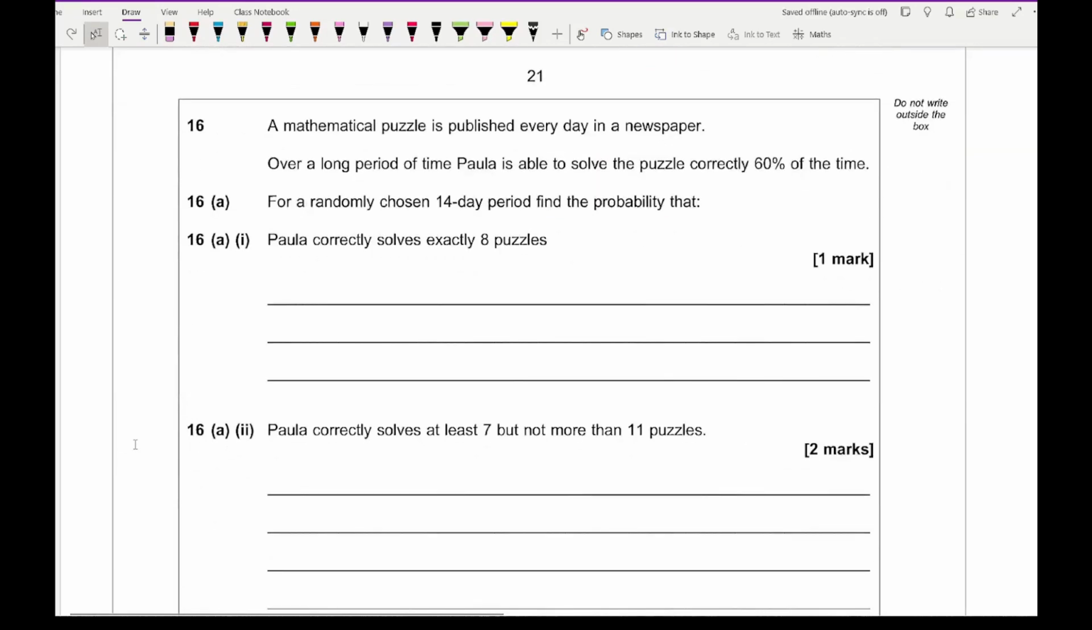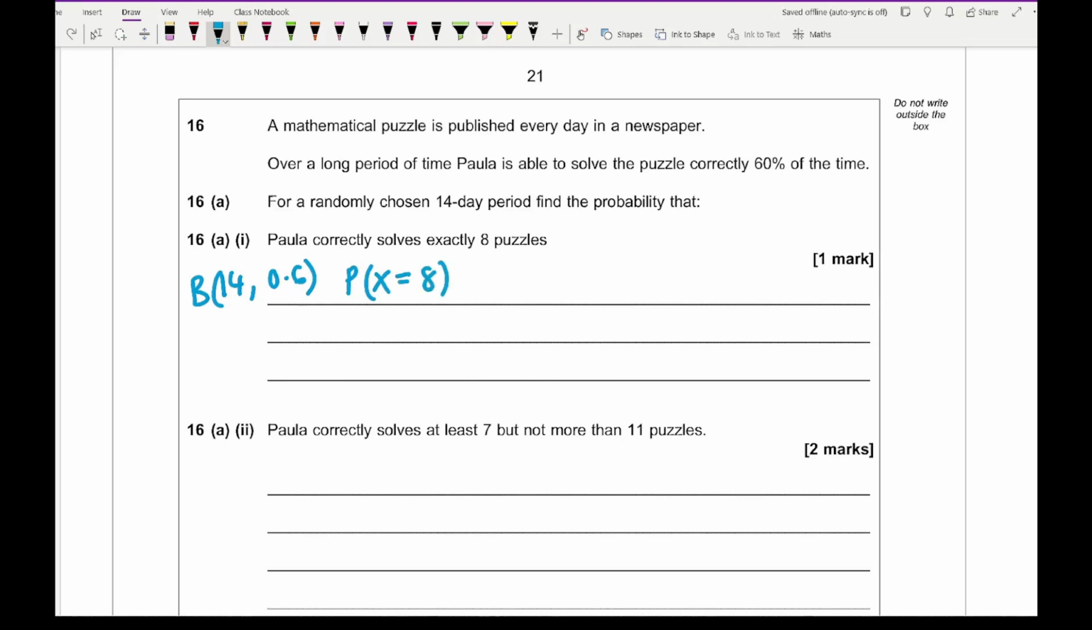Then moving away from the large data set, thankfully, is moving on to question 16, and it says that a mathematical puzzle is published every day in a newspaper. Over a long period of time, Paula is able to solve the puzzle correctly 60% of the time. For a randomly chosen 14-day period, find the probability that Paula correctly solves exactly 8 puzzles. So this can be modelled by a binomial distribution. So we're looking for 14, the probability of a success is 0.6, and we want the probability that x equals 8.